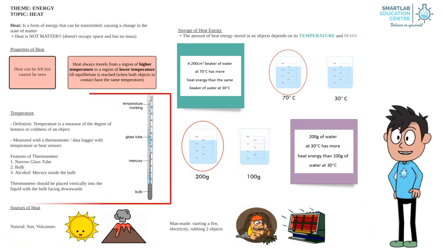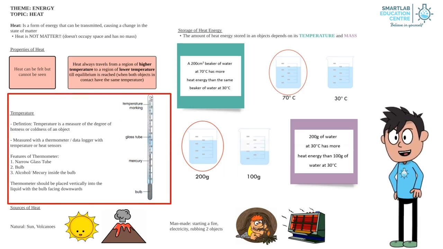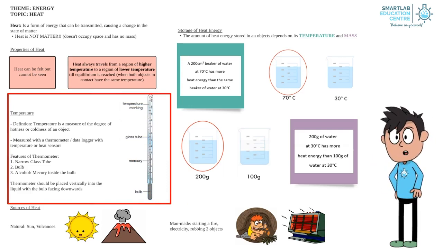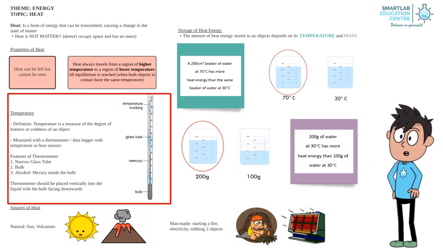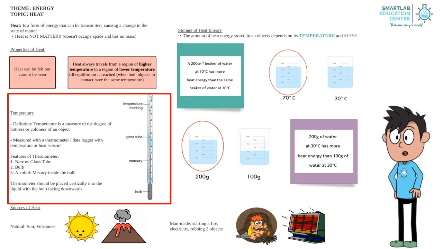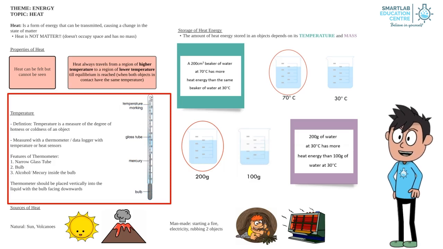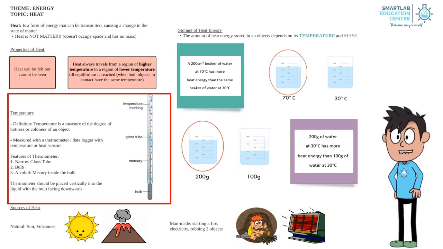Now, let's take a look at temperature. Definition of temperature. It is a measure of the degree of hotness or coldness of an object. Temperature is measured using a thermometer, or using a data logger with temperature or heat sensors. Features of a thermometer include the narrow glass tube, the bulb, and alcohol or mercury inside the bulb. A thermometer should be placed vertically into the liquid, with the bulb facing downwards.